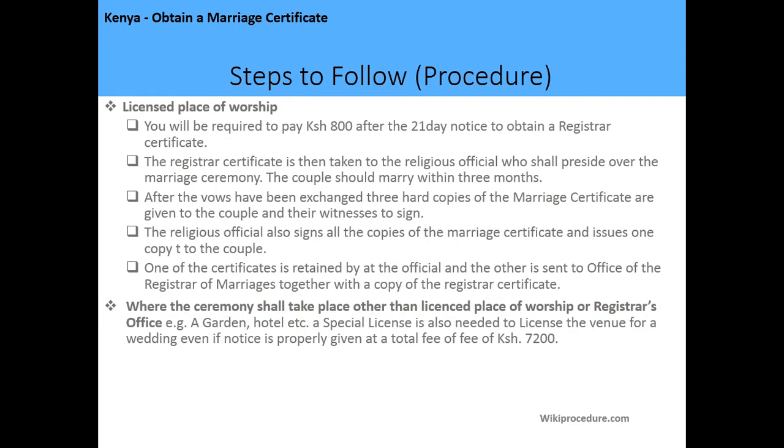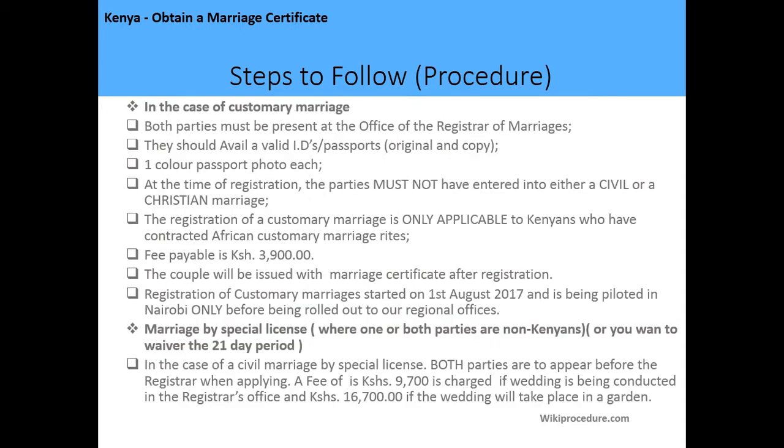And in case you don't want to get married in a place of worship, but you still want to get married under the Christian and Hindu marriages, but you want the wedding to take place in a garden or a hotel, you'll have to pay a special 7,200 to be granted that special license to get married in a place other than a place of worship.